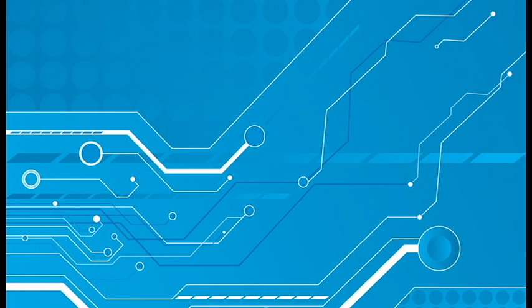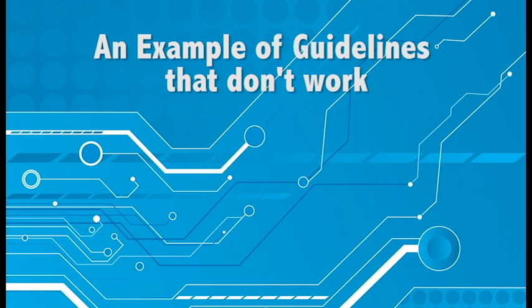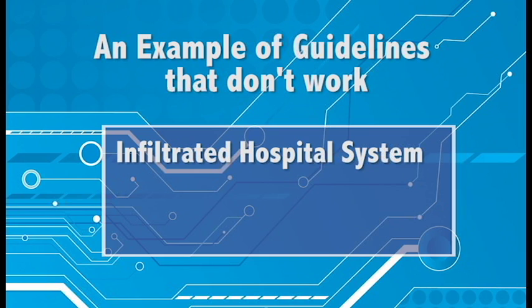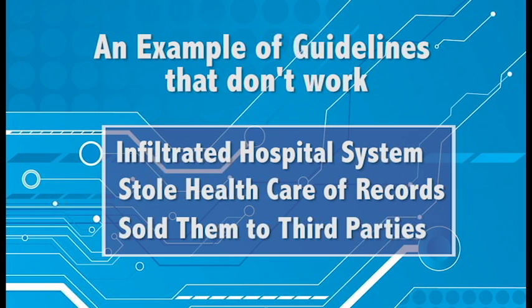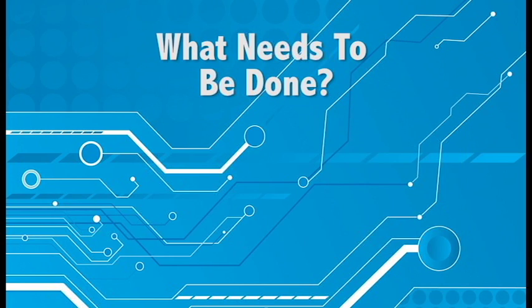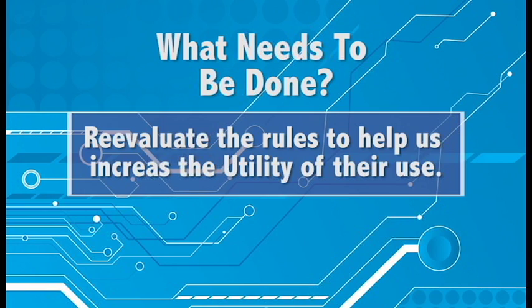The rules that HIPAA established were tested in 2016 when a hacker by the name of the Dark Overlord infiltrated a hospital system in the US and stole millions of healthcare records. These records contained highly sensitive information about a person, including their social security number, full name, address, phone number, and more. These records have been found for sale online for $100,000. With the advancement of electronic medical records, we must reevaluate the rules and guidelines in order to increase the utility of their use.